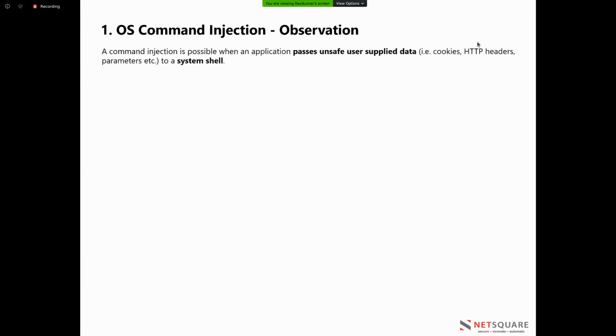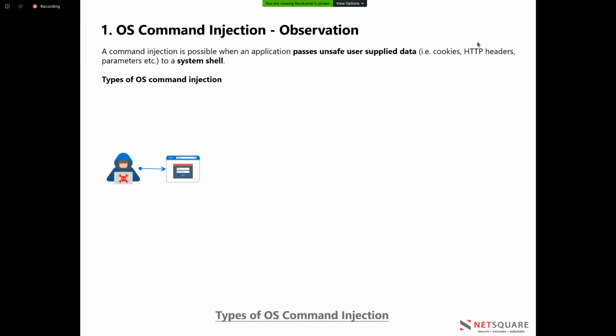So let's start with OS command injections. Once an attacker passes unsafe user-supplied data, which can be anywhere like cookies, HTTP headers, and parameters, you can get OS command injection or Shellshock. So you can consider it an OS command injection.